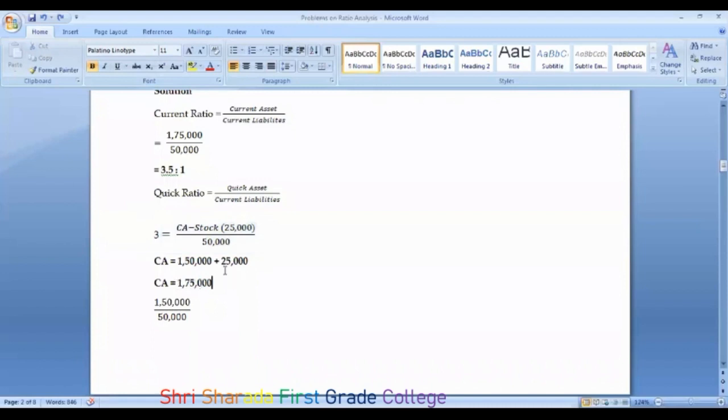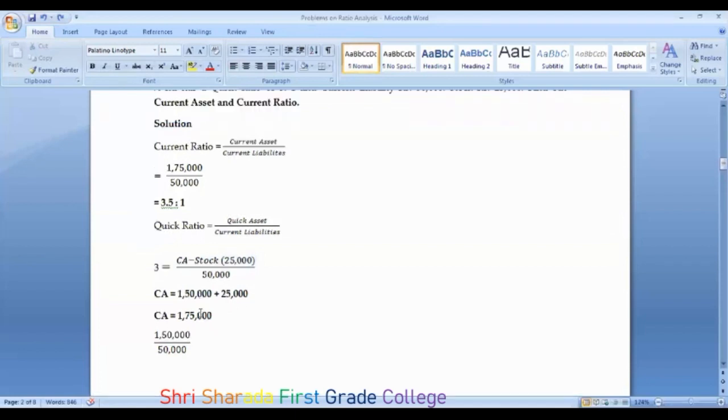I'll repeat again. See, here there is 50,000. 50,000 into 3 will give you 1,50,000. Okay. So you're taking current assets here, so it becomes the 25,000. So current assets will be 1,75,000. So you got the current assets now. So apply to the current ratio. Current assets is 1,75,000 by 50,000. You got 3.5:1.